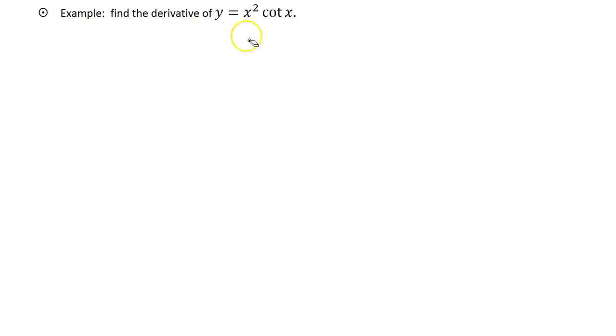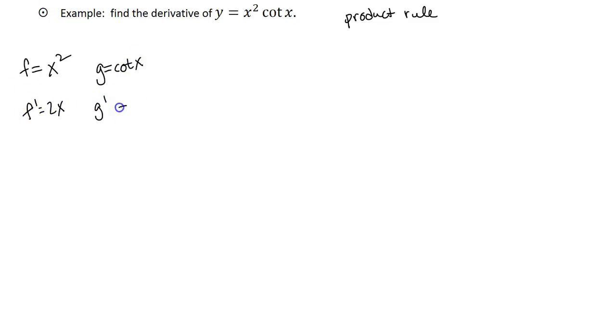So in this case, we've got y equals x squared cotangent of x, and we want to find the derivative of this. So we're going to need to use the product rule here because we have x squared times cotangent of x. So f would be x squared, g would be cotangent of x, so f prime is going to be 2x, and g prime, according to the formula, is going to be negative cosecant squared of x.